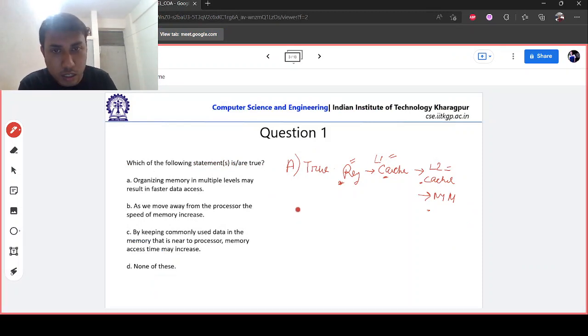Next, let's go to option B. It says as we move away from the processor, the speed of the memory increases. So this is actually false.